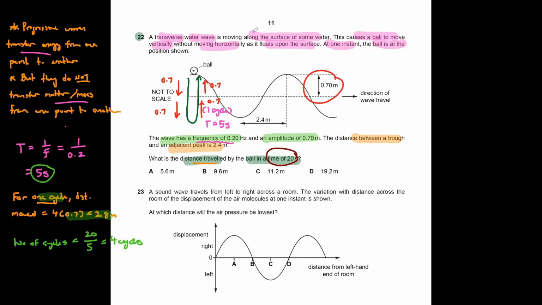So what is your total distance traveled now? Therefore, your total distance is going to be 4 times 2.8, giving you an answer of 11.2 meters. So the answer is C. Okay, this is the total distance traveled by your ball in 20 seconds. It has 4 cycles inside, and one cycle was 2.8 meters traveled. So you multiply with 4. Okay, so that's for question 22.